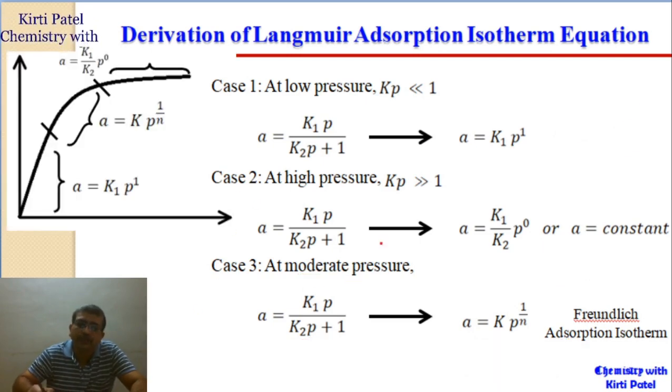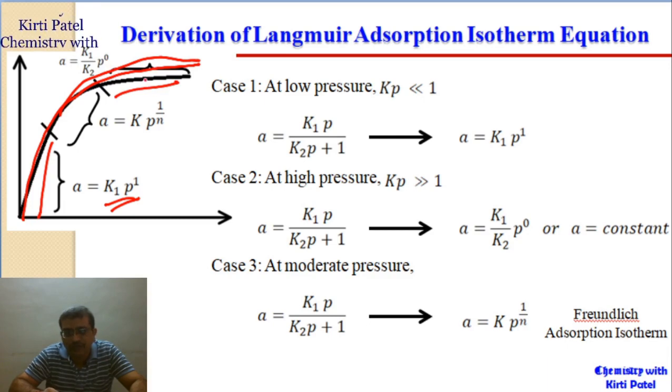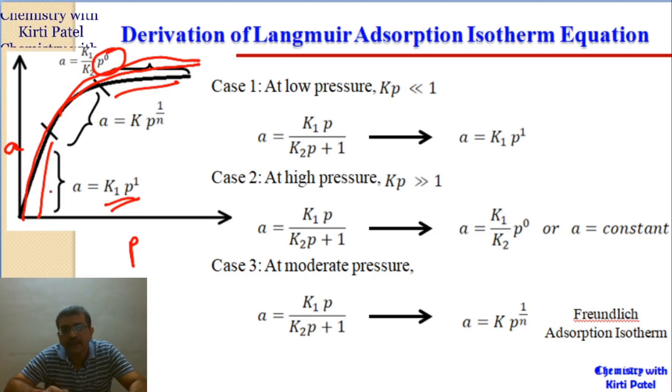When this situation is plotted, we get a graph similar to this type. In this graph, at lower values, it is K1 into P to the power of 1, so a linear relationship is obtained at these lower values. At very high values, the amount of gas adsorbed is independent of pressure. So whatever the pressure may be, there will not be any further increase in adsorption, and it will be completely independent of the pressure.